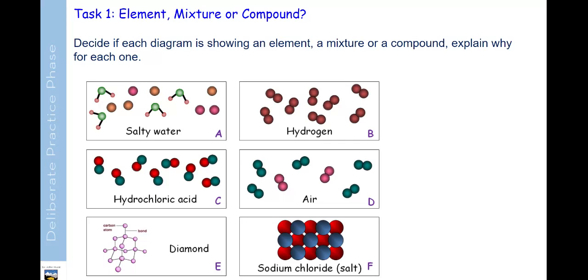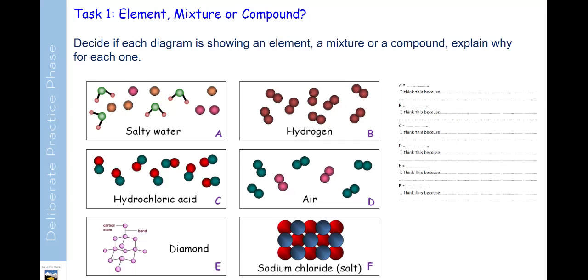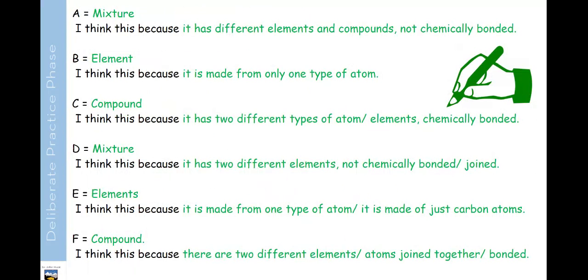So let's go through the answers. So A should have been a mixture because it's got different elements and compounds, not chemically bonded. B should have been an element because there was only one type of atom. C should have been a compound because it's got different types of atoms or elements chemically bonded.